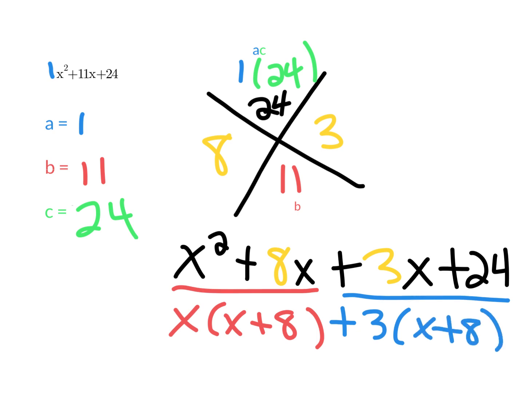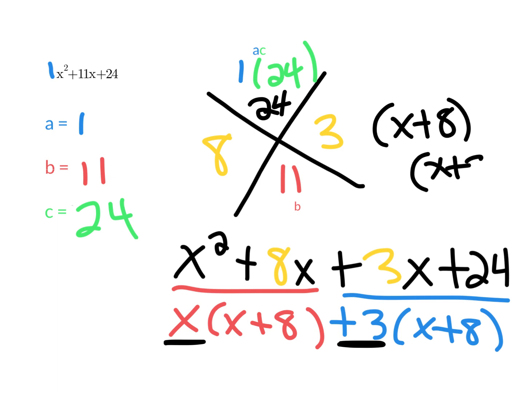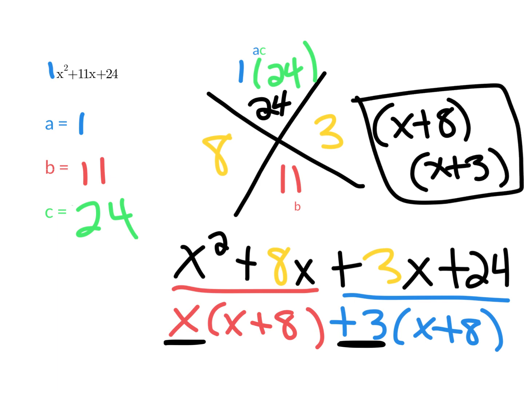I got the same binomial factor in each, so now I know to finish factoring by grouping, I'm going to pull the x plus 8 out front and multiply that by the remaining quantities, x plus 3. So my factored form is the quantity of x plus 8 times the quantity of x plus 3.